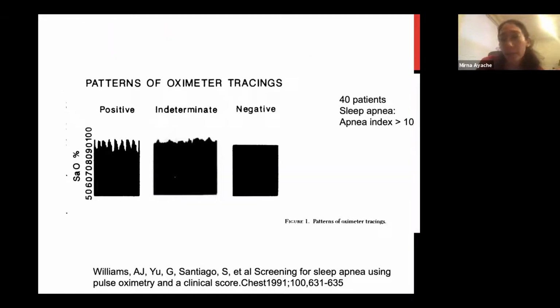And they looked at the waveform. They defined a waveform that's positive, where you have a pretty obvious oxygen saturation and desaturation, a pretty obvious positive for sleep apnea. And then you had the indeterminate, where you have ups and downs, but it's not clear, and the negative, which is pretty flat. And they defined sleep apnea here as an apnea index of more than 10.